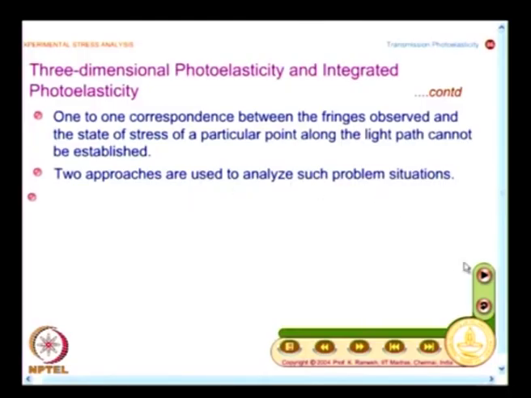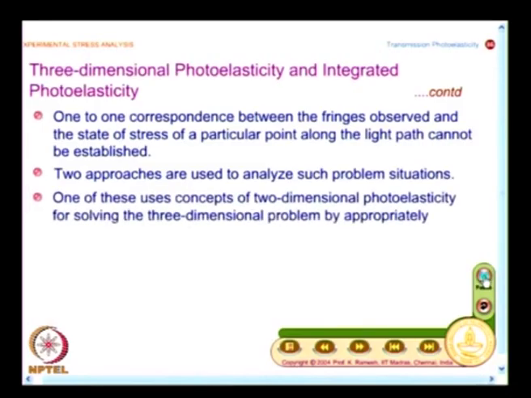That is what I said, when engineers look at a problem, they try to find a solution. And one of these uses concepts of two dimensional photoelasticity for solving the three dimensional problem by appropriately slicing the model. This was possible because of a very unique phenomenon called stress freezing.